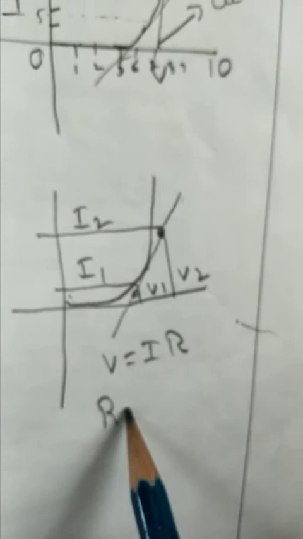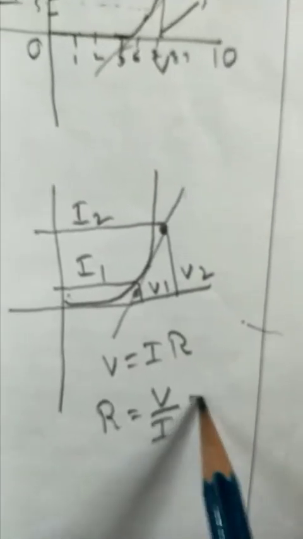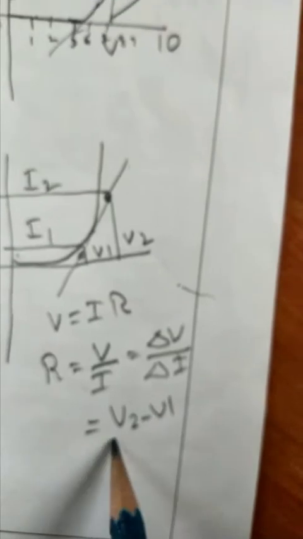Now, Ohm's law, we know that V equals IR is Ohm's law. R equals V by I, can I write it here? Delta V by delta I. Then I'll substitute here. Delta V means V2 minus V1, and delta I means I2 minus I1.